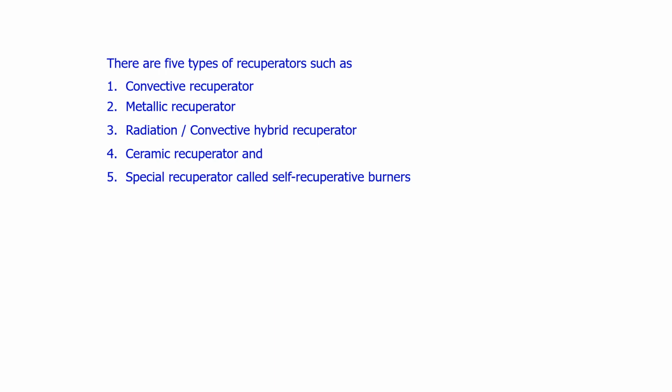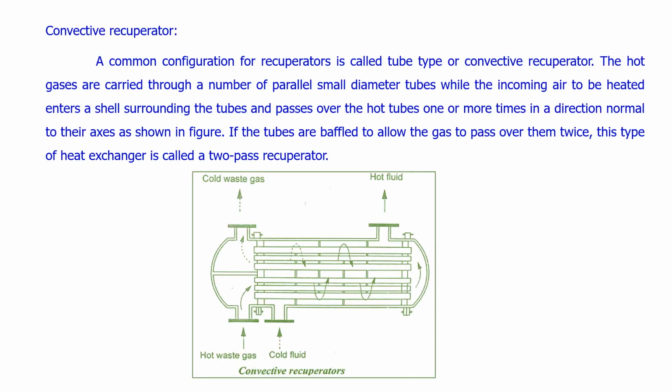So there are five types of recuperators. One is convective recuperator, metallic radiation recuperator, radiation or convective hybrid, ceramic, and the last one is a special recuperator called self-recuperative burners. So these are the five types of recuperators or heat exchangers.